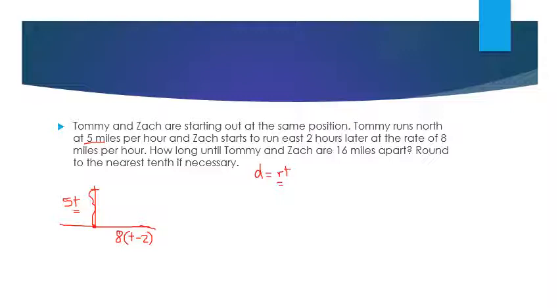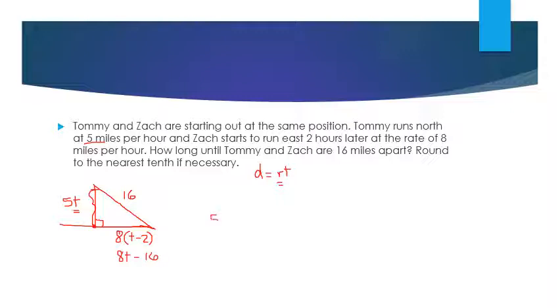Okay? And we want to get to some place where they are 16 miles apart. Well, the distance between them is actually going to be a hypotenuse of a right triangle, because one went north and one went east. So let's see if we can figure this out. If we know that the hypotenuse is 16, we're going to figure out what these other sides are. Let's expand our 8 times t plus 2 to be 8t minus 16 and use our Pythagorean theorem.